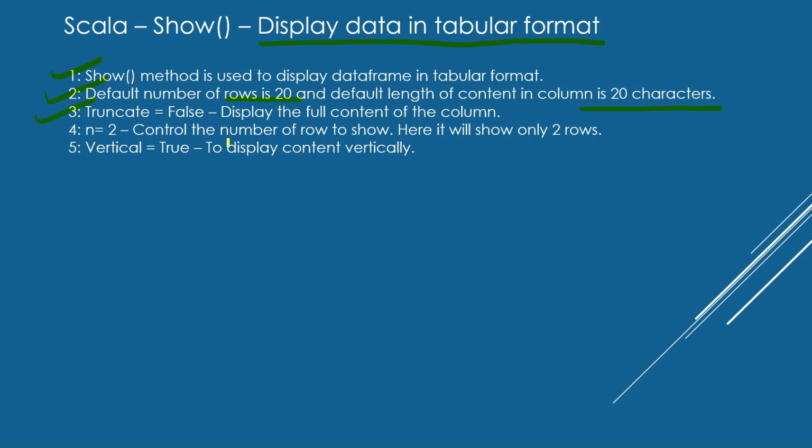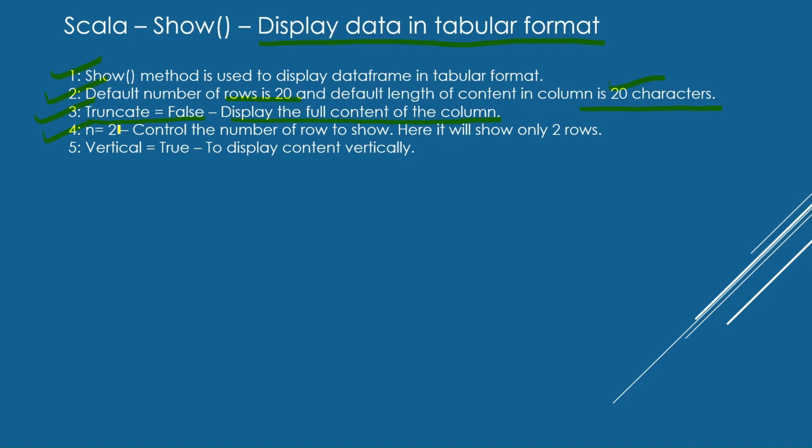There is one parameter the show function takes, known as truncate is equal to false. So what does truncate is equal to false do? It displays the full content of the column. By default, 20 characters would be there, but if we want to display the full content of the column, we need to pass truncate is equal to false in the show function as a parameter.